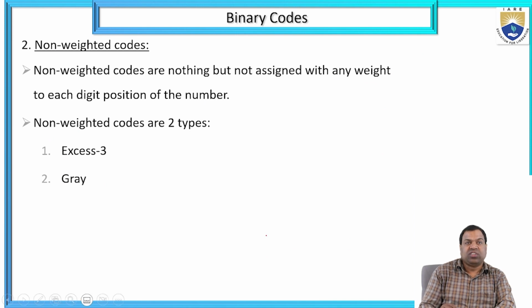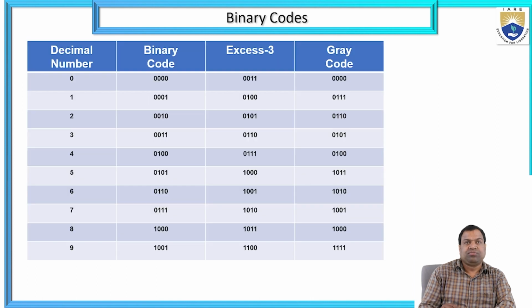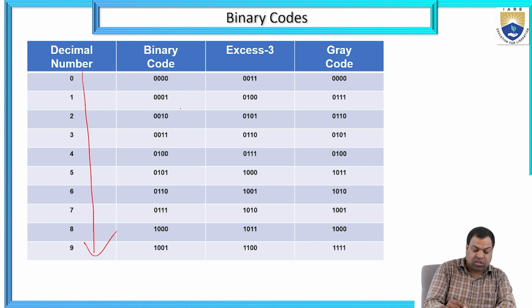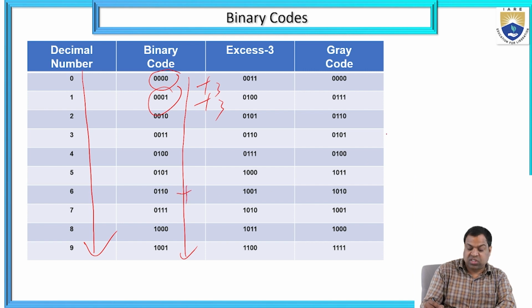Non-weighted codes are XS3 and gray code. Non-weighted codes are those where no weight is assigned to the digit position, and these are the two types, XS3 and gray code. Suppose we take the binary codes from 0 to 9, from all zeros upward. XS3 means we add plus 3 to each binary code: 0001 plus 3, 0110 plus 3. Gray code, which we'll discuss in the next class, is the reflective code.